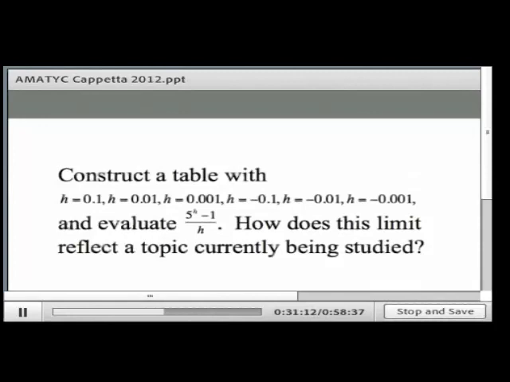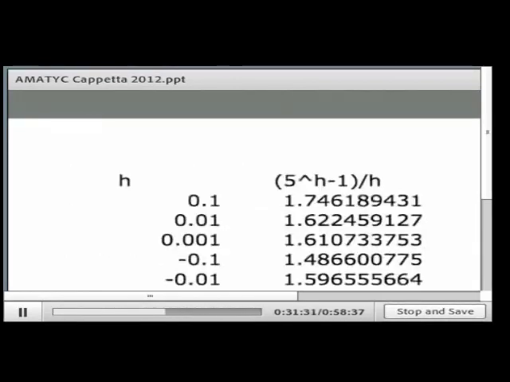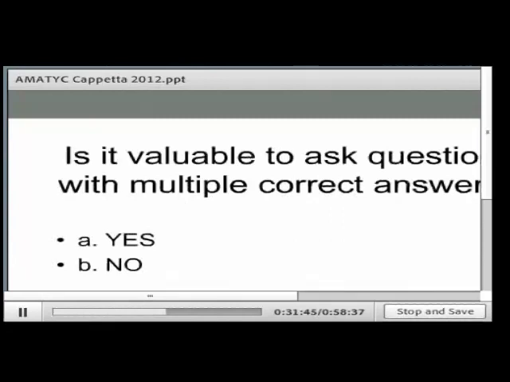Maybe it will help if we think of that 1 as 5 to the 0. So now we have 5 to the h minus 5 to the 0 over h. It looks like a derivative of a function. Which function? Maybe the derivative of 5 to the x at 0. Again, it's one I think that students enjoy. So looking at these numbers, it appears as if the limit is going to exist. We're stabilizing. We're getting close to something. What is that something? Hopefully we know what that answer is using our exponential functions.